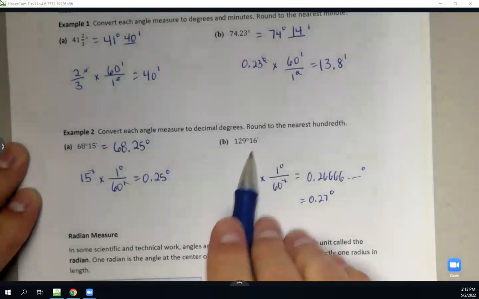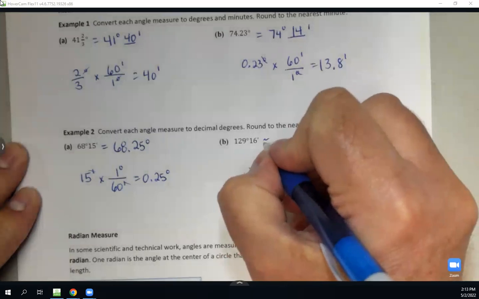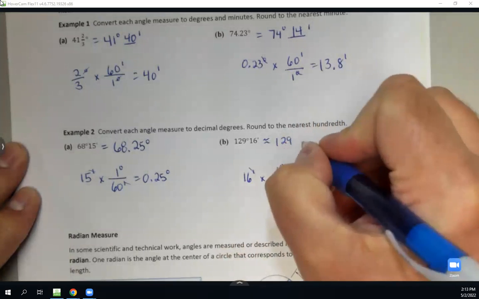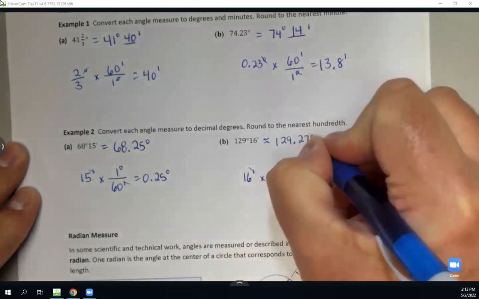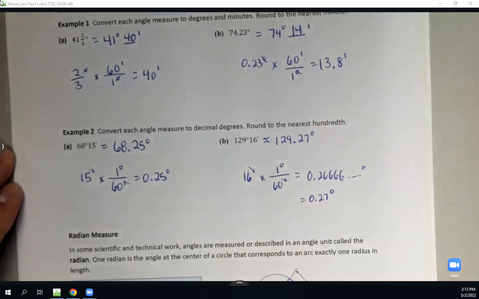So 129 degrees and 16 minutes is going to be approximately 129.27 degrees. Does that make sense? Okay. So not too horrible.